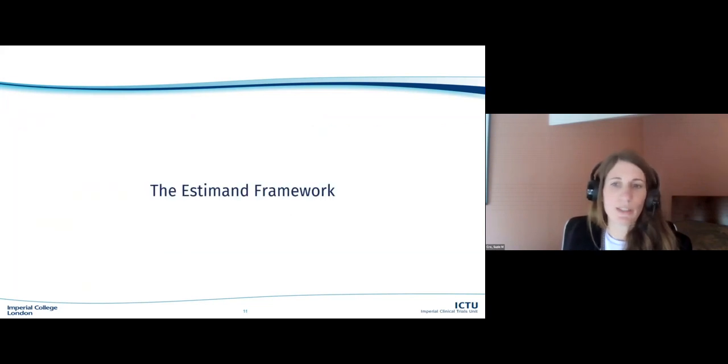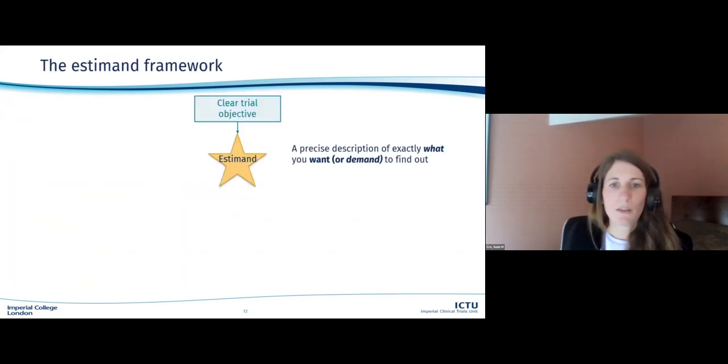So I'll now talk you through the estimand framework whilst applying this to the eczema trial to show you what it's all about and how we can use this to design the eczema trial so that it answers the question of interest. So the estimand framework is a sequential process to follow, and it starts right at the initial planning stages for a trial, when clear general trial objectives should be translated into estimands. So as you've already heard this morning, an estimand is just a precise description of exactly what question you want the trial to find out the answer to.